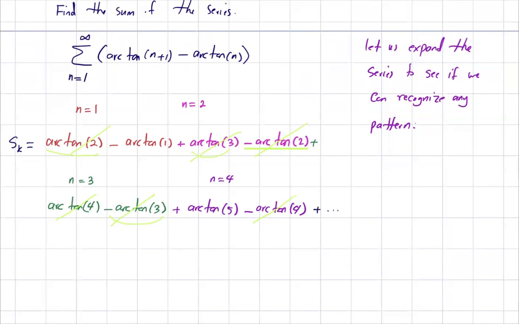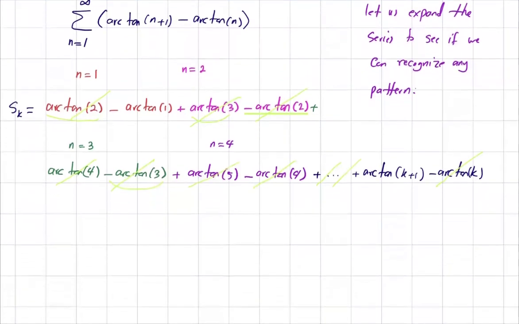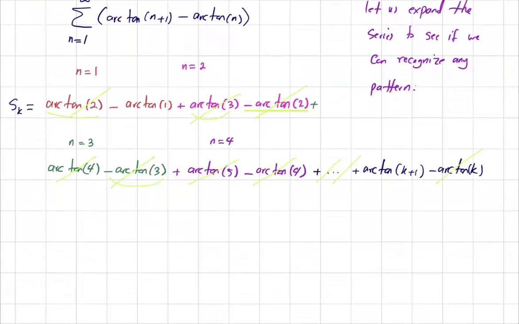Later on, you're going to take the limit of the partial sum. So if I continue this process, the last two terms are arctangent of k plus 1 minus arctangent of k. But from the pattern that I'm seeing, I'm getting rid of all of these terms, right? Arctangent of k and negative arctangent of k, which is the term before it. I can cancel these two out. So S sub k is nothing but arctangent of k plus 1 minus arctangent of 1.